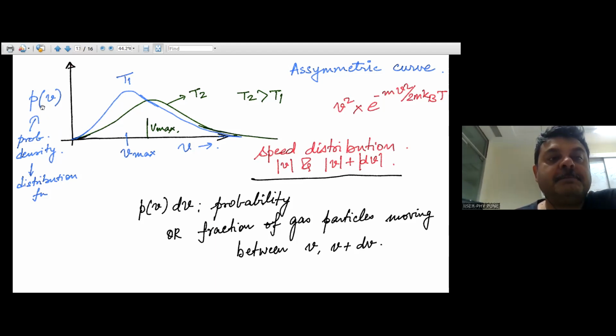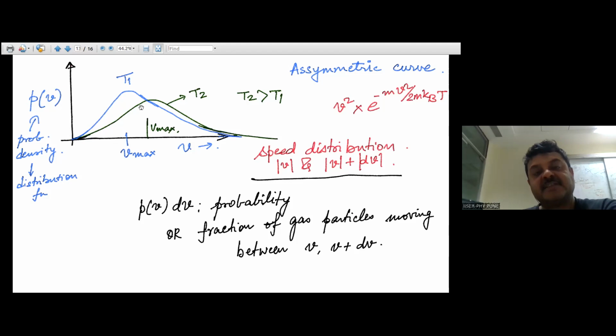If you calculated P(v) dv, that would be a small rectangle like this, that would give you the probability to find a particle between v and v plus dv. So this is probability density, right? Probability by dv. Probability would be obtained by multiplying this distribution function by dv. And if you integrated P(v) dv over all values of the velocity, you will get 1.